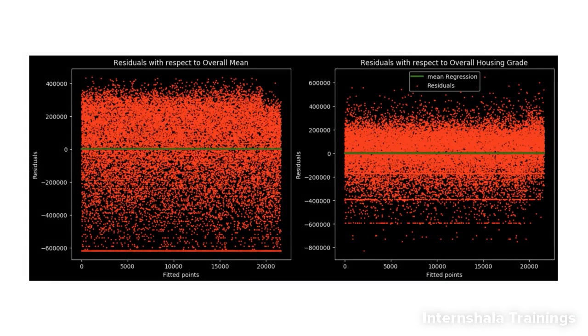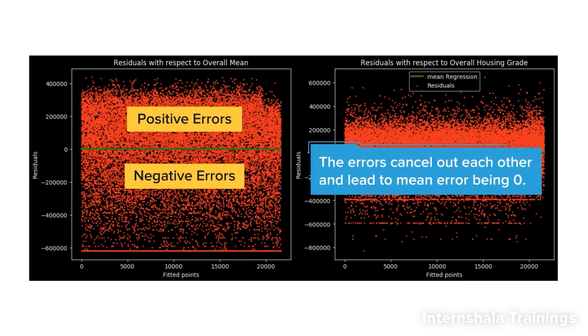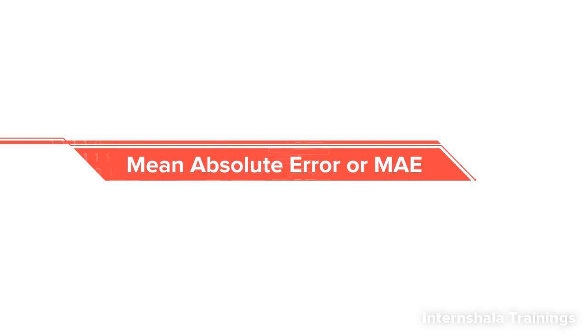Yes, that is because some of our errors are positive, meaning in some cases, prediction is more than the actual, and some of our errors are negative, meaning in some cases, prediction is less than the actual. And when you simply add these up, they cancel out each other and lead to mean error being 0, which is a misleading output. To correct for this, we use something called mean absolute error, or MAE. So let's discuss MAE now.